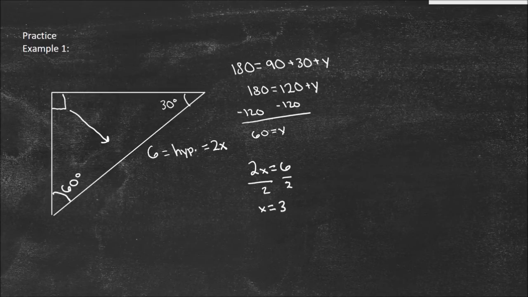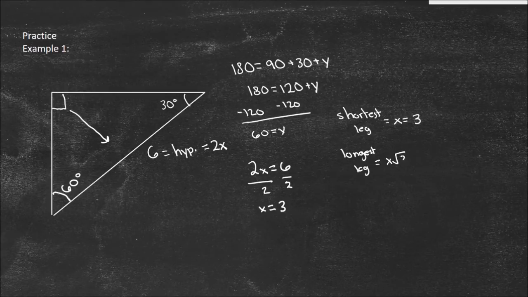And that's really good because now I can solve the rest of it pretty easily because I know the shortest side, shortest leg, equals just x. So that's easy. So that's going to just be that 3. We're going to plug it right in. Then the longest leg, the other side length that I don't have, is x times the square root of 3. Well, that's just going to be 3 times the square root of 3. So now I have all the side lengths.